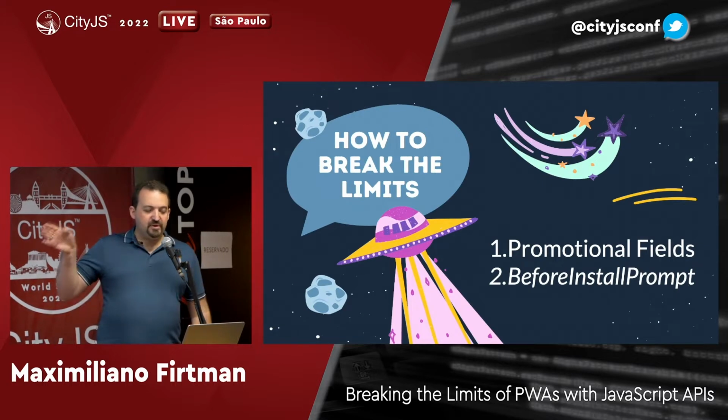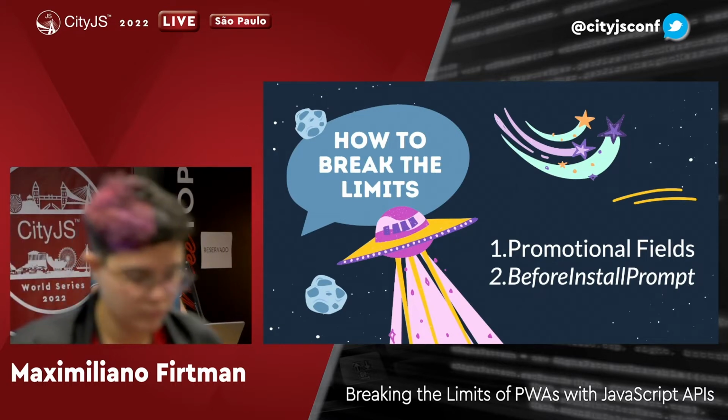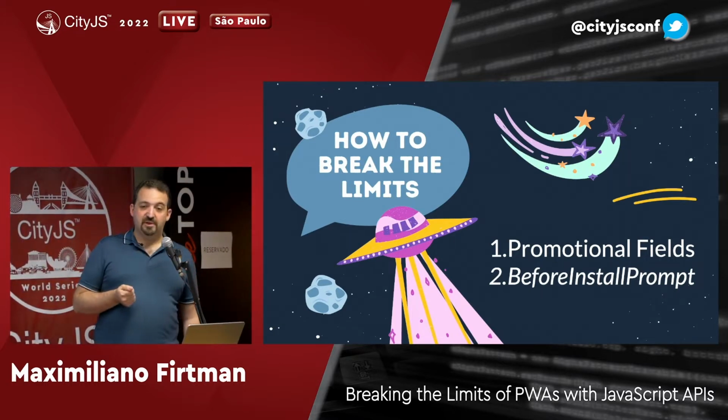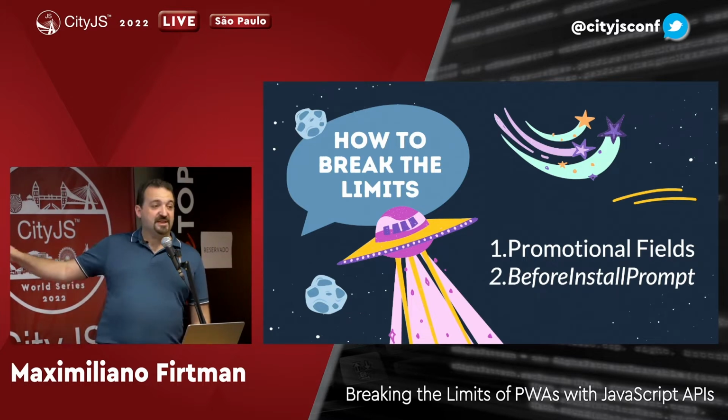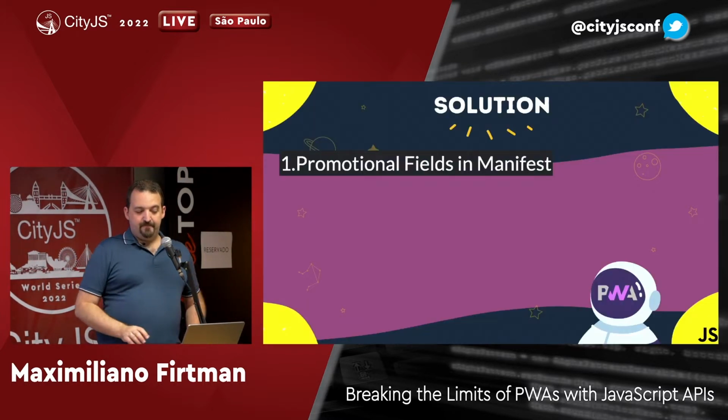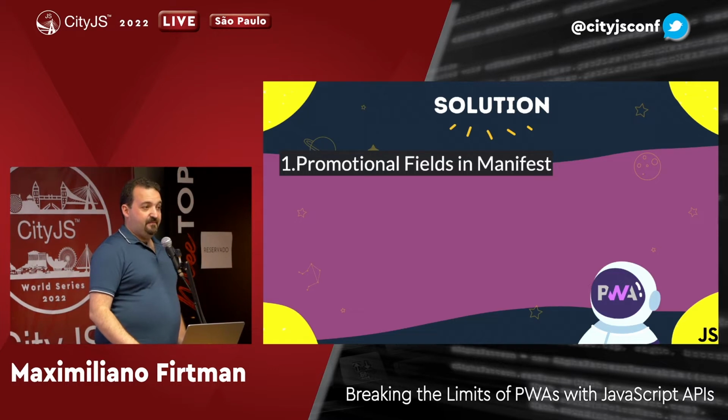So we're going to break the limits here using two ideas. One is called promotional fields, and the other one is before install prompt. The first one has to do with the web app manifest. The web app manifest is a JSON file that we set with our website. Before install prompt is actually a JavaScript API. So promotional fields in the manifest look like this.